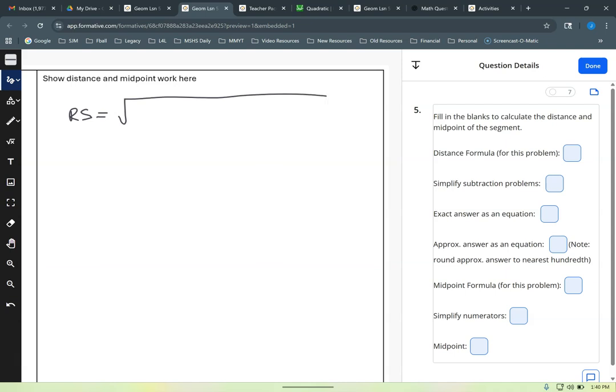Okay, everybody should be writing right now. That's what you're doing. You're taking notes. We're doing this problem together. If you're doing anything other than that, then you're not doing what you're supposed to be doing.